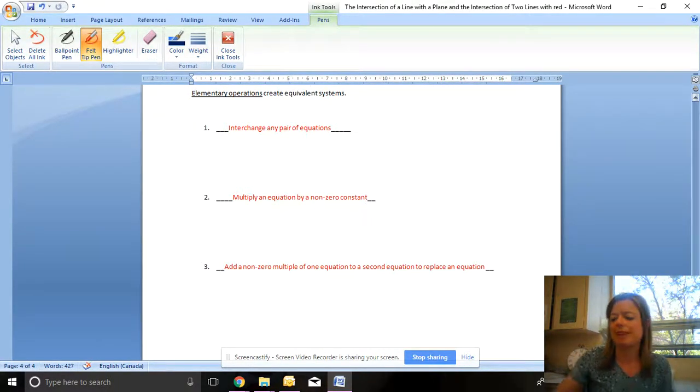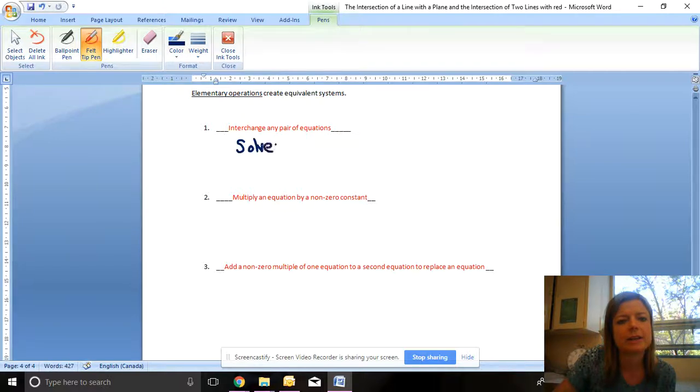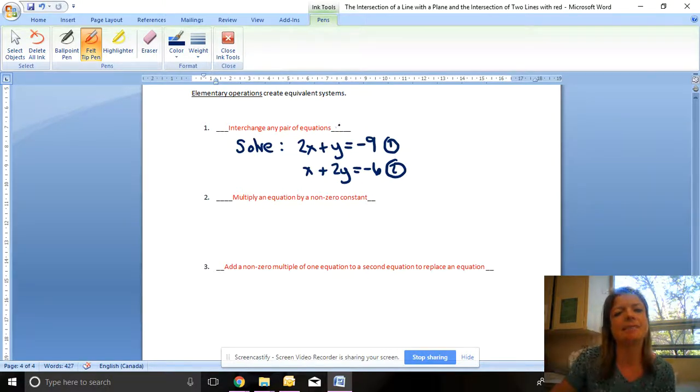We did do this briefly in grade 9. There are 3 elementary operations that create equivalent systems. One is to just interchange any pair of equations. Let's pretend I give you the linear system 2x plus y equals -9, and I call that equation 1. And then x plus 2y equals -6, and I call that equation 2. So this is a linear system. It has a solution.